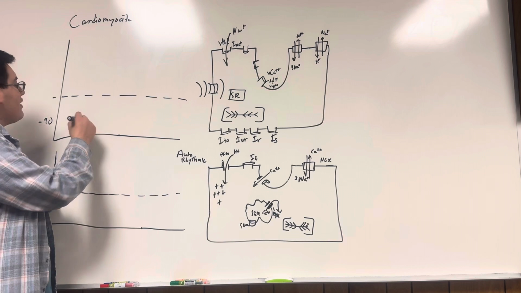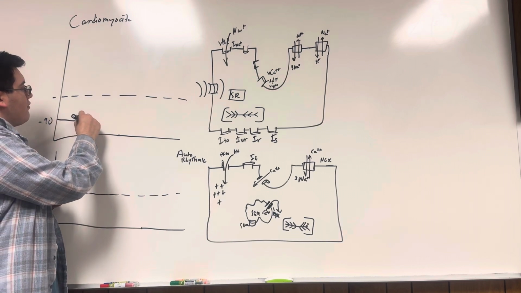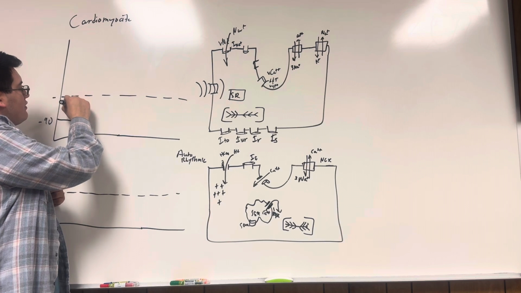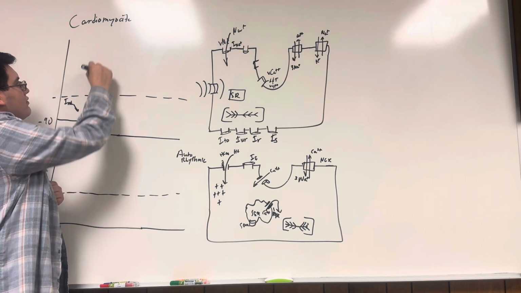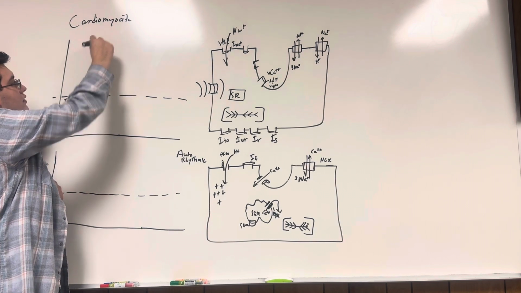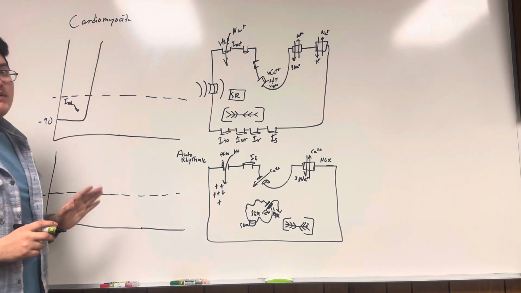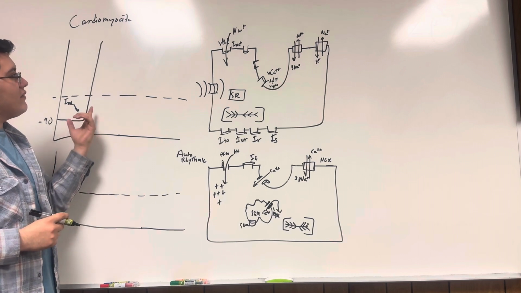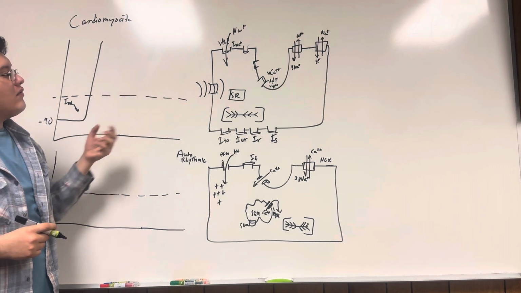So for the cardiomyocyte, once you add the INa, it causes the action potential, or the depolarization, to spike up at a rapid pace. The sodium channel, the INa, will cause that to happen.